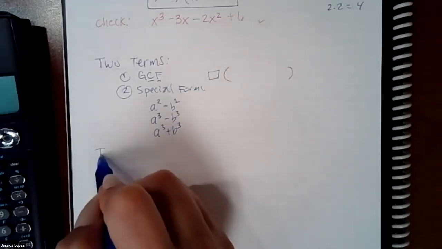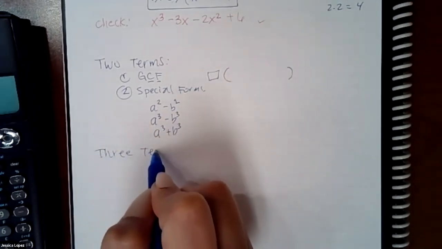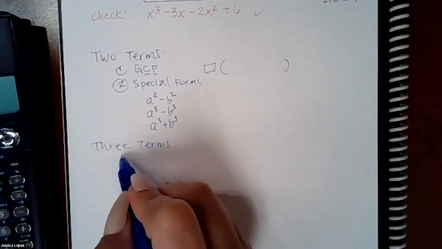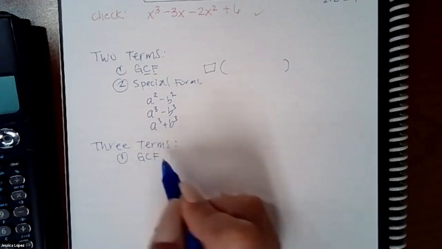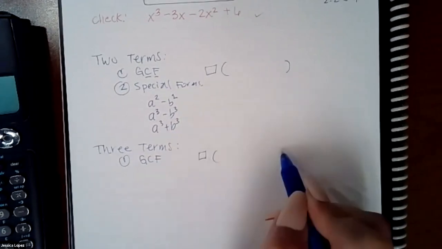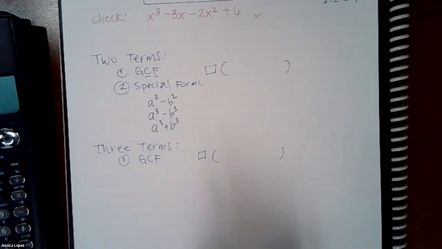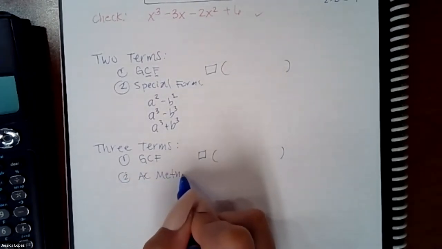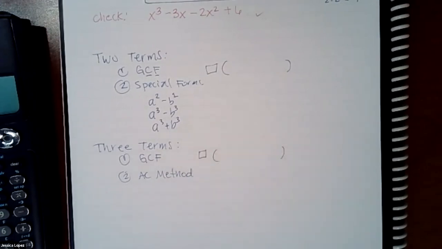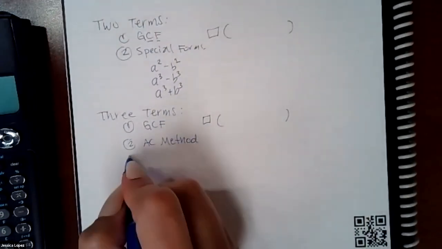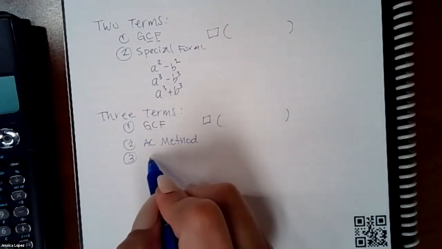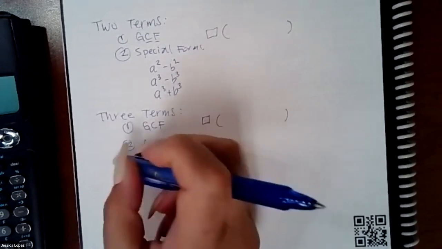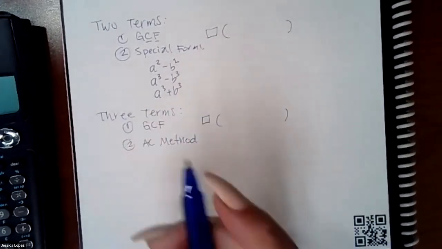If you have three terms, okay, then the first step is always going to be to do the GCF. So can you take something out of all three terms? And then the next thing we're going to do is the AC method, which we haven't done just yet. Not yet. Okay. After that, you're done. You just apply the whole AC method and then you're done.